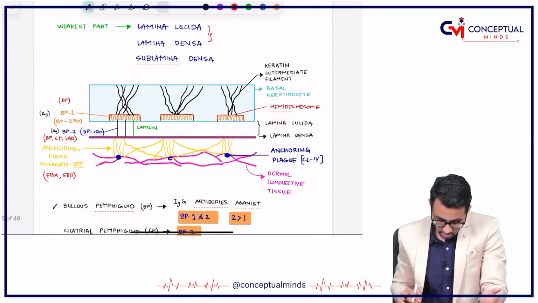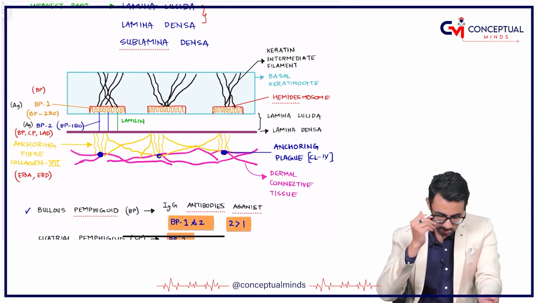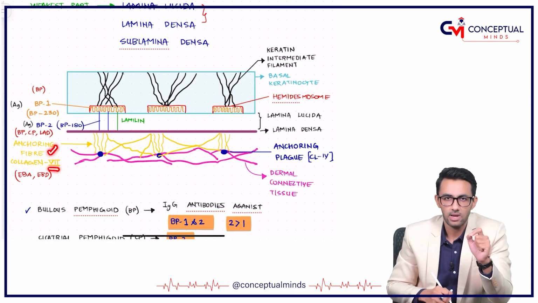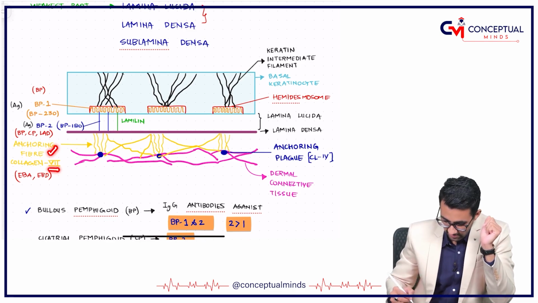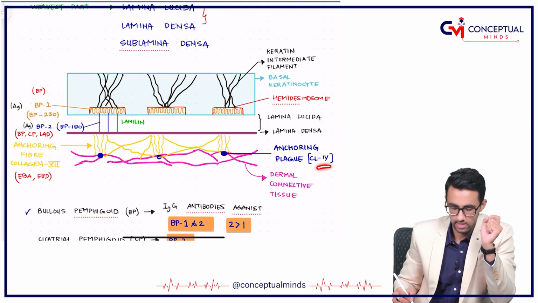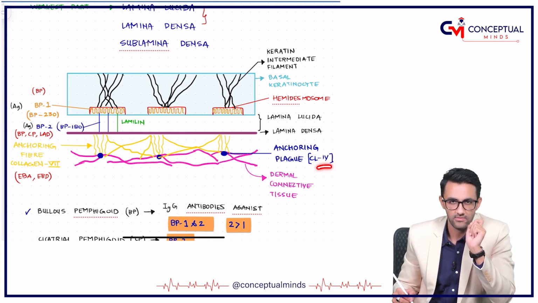Okay, cool. So we just talk about the collagen part right here. What type of collagen is included in the anchoring fibers? The answer is type 7 collagen. In anchoring plaques, we have type 4 collagen. So these two things we have to remember: anchoring fibers have type 7, and the plaques have type 4.